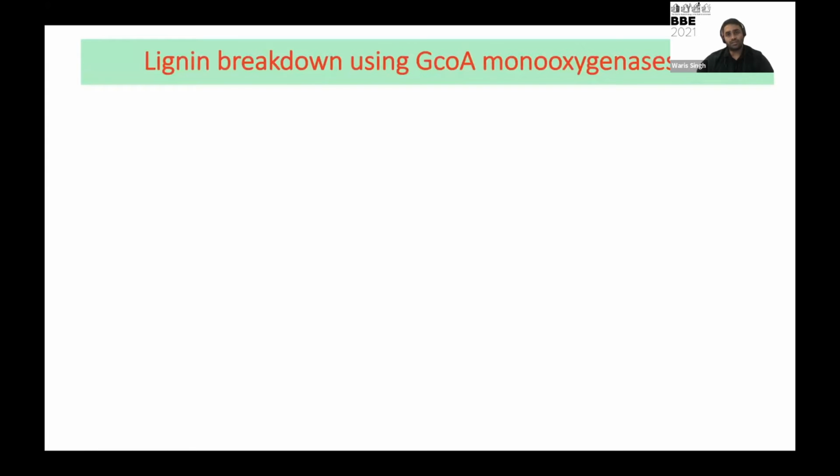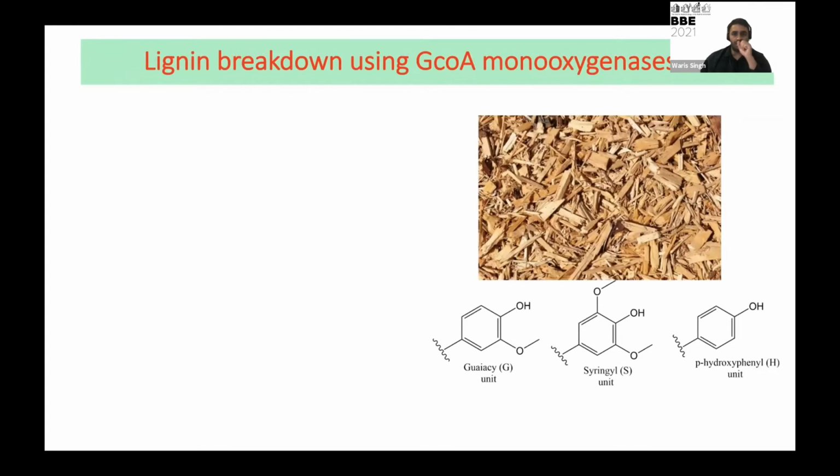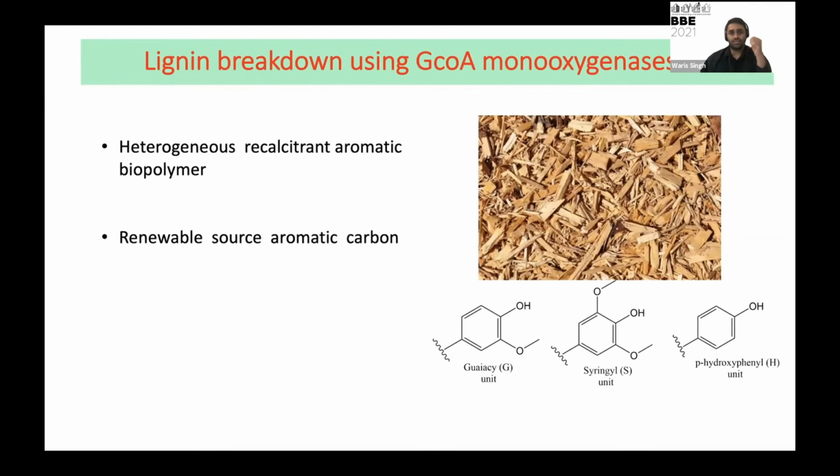In the context of HBBE, as Professor Gary mentioned this morning, we are very keen to work with lignin breakdown, and particularly we are focused on the GcoA enzyme. Lignin, as we know, is a heterogeneous aromatic biopolymer. It's a very abundant source of aromatic carbon. It is mainly composed of 3 subunits, which I would pronounce as the G, S, and H units.